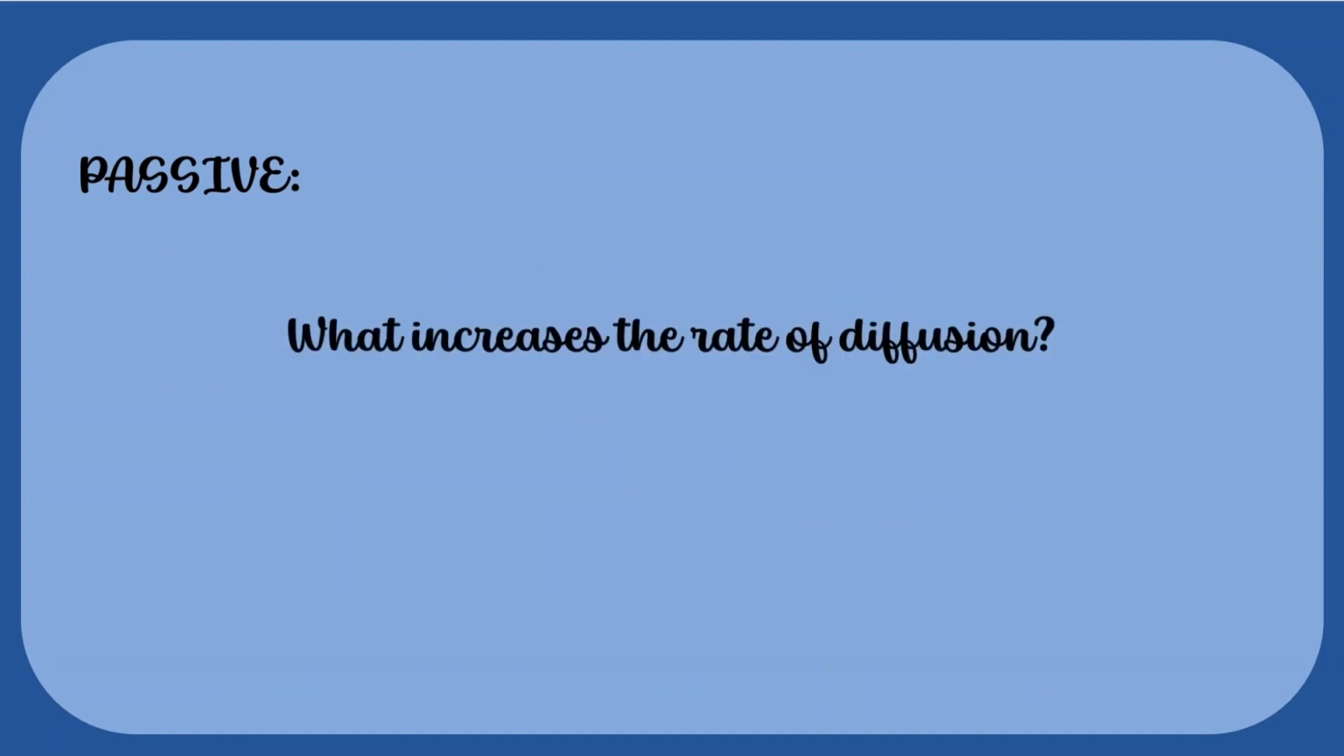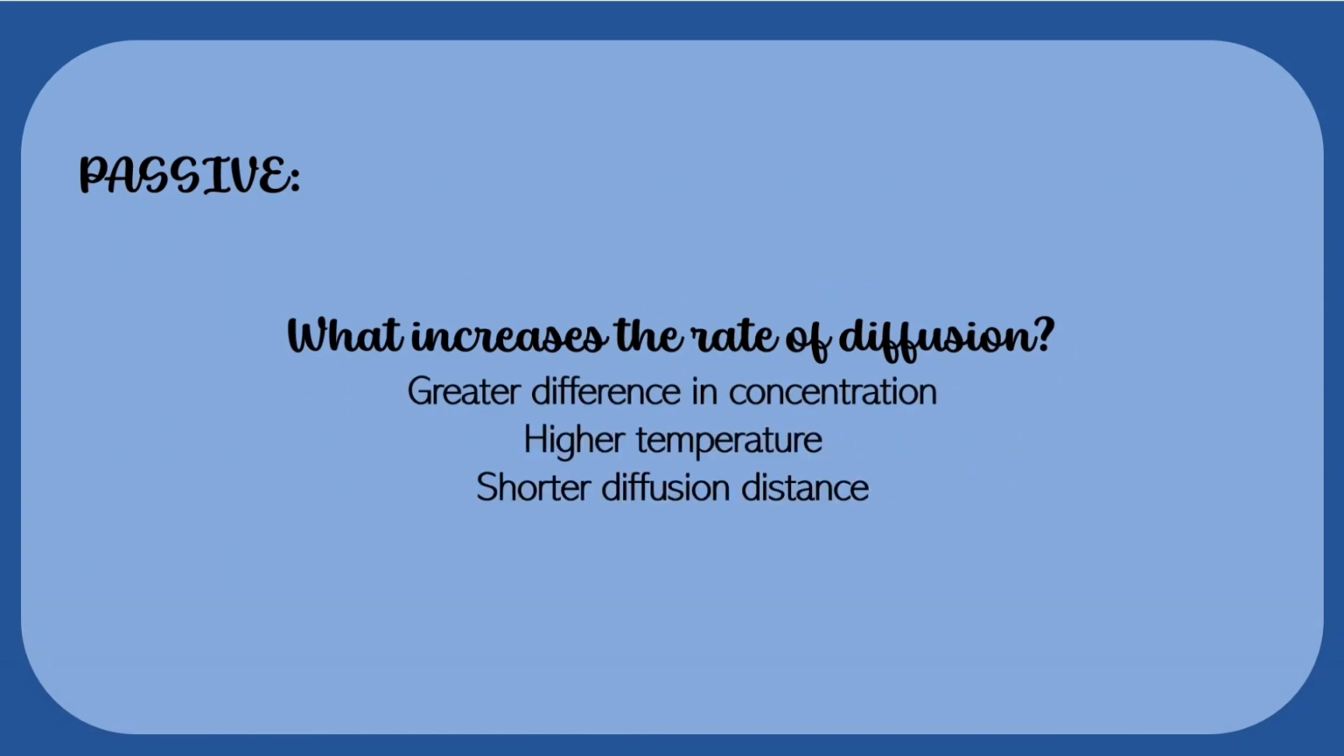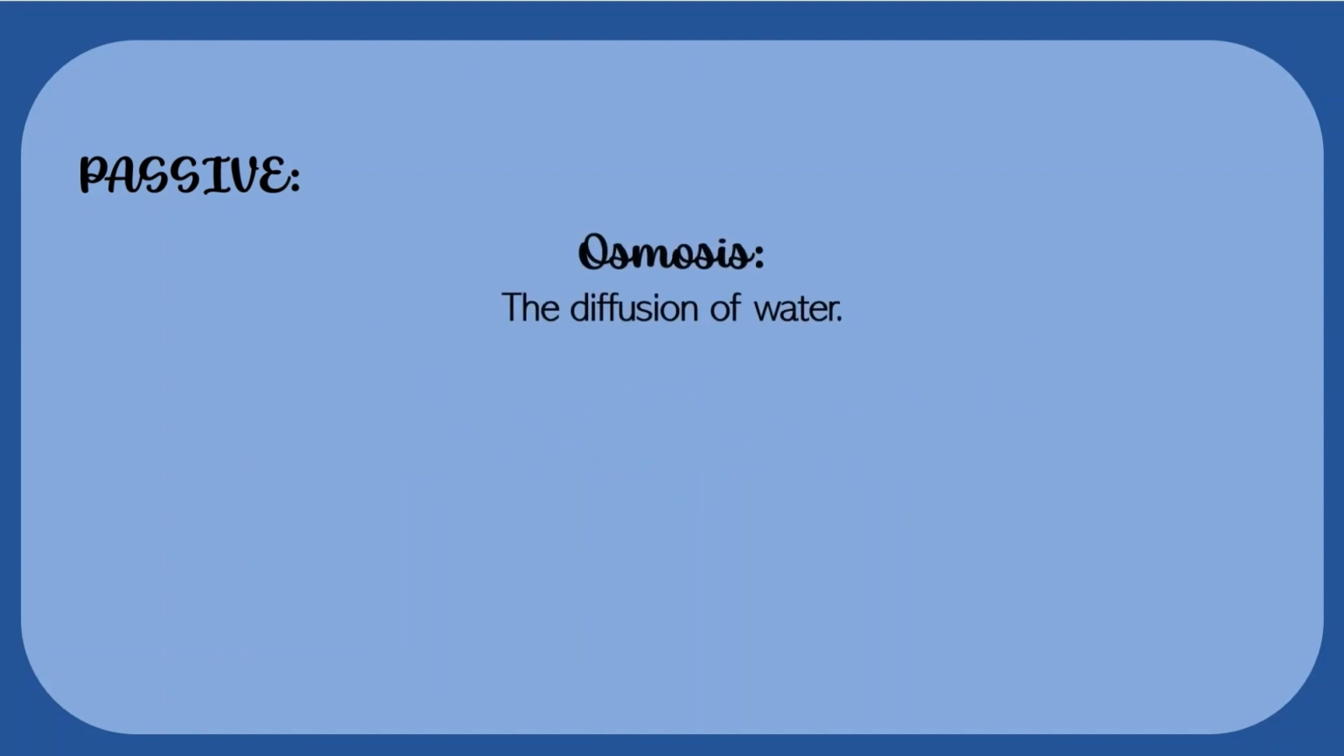What increases the rate of diffusion? Greater difference in concentration, higher temperature, and shorter diffusion distance. Osmosis is the diffusion of water, and there's two types in this too.